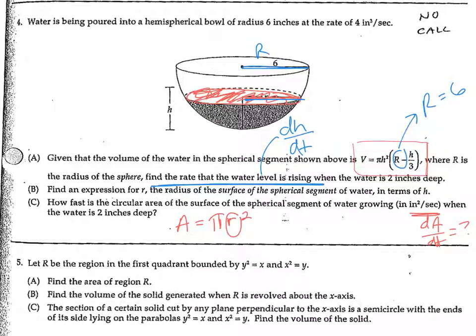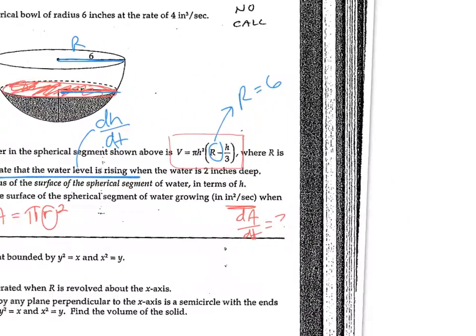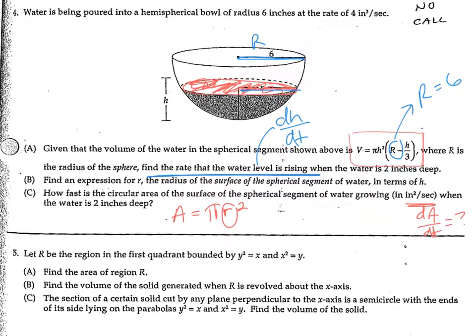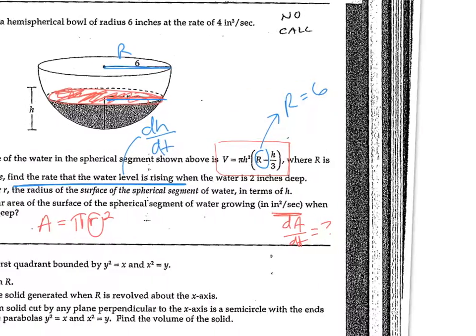So if we're looking at Part B, let's see if I can give myself some more room. You know what, I'm just going to try to redraw that on another page. So give me a second to redraw. You might want to do this on your paper. I'm just redrawing that hemispherical bowl that we're looking at.